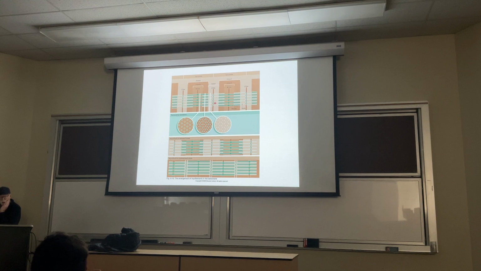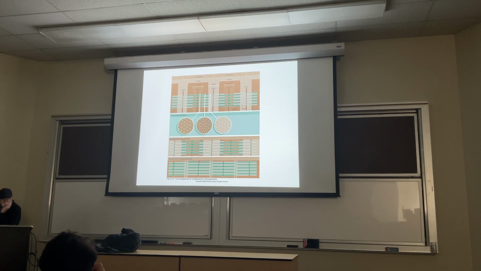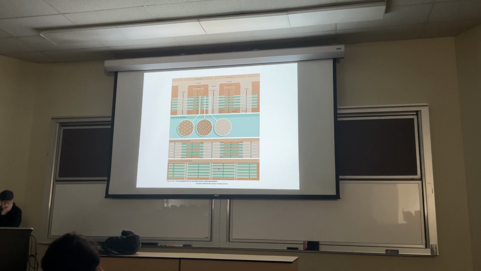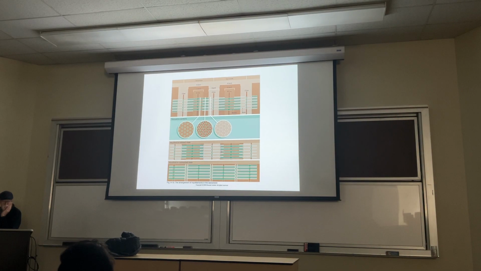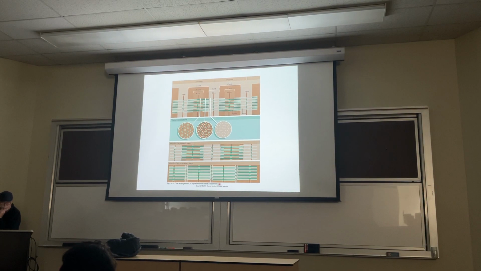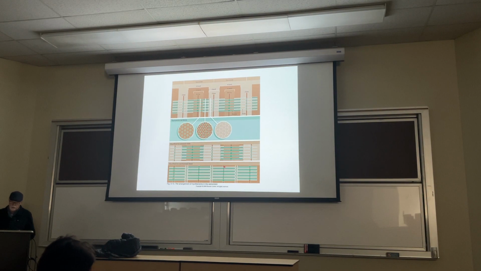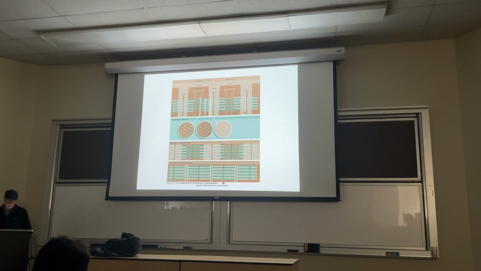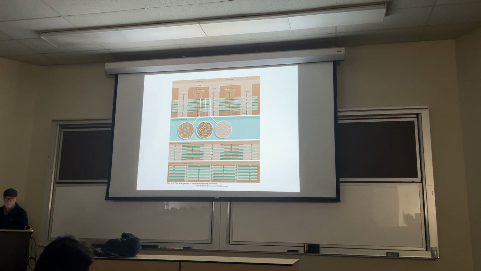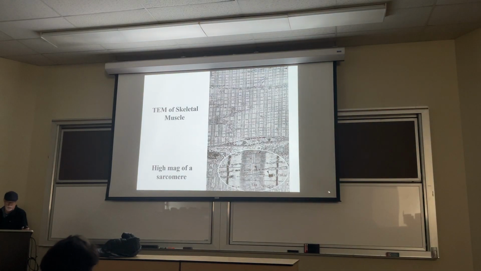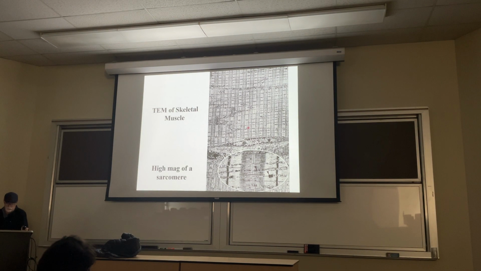When you have contraction, the actin slides towards the center. So you reduce your H band, and your actin slides towards the M line. That is the contracted state. This is the relaxed state. So we want to know the different parts of the sarcomere. Here are the sarcomeres in an electron micrograph where we can actually see them.